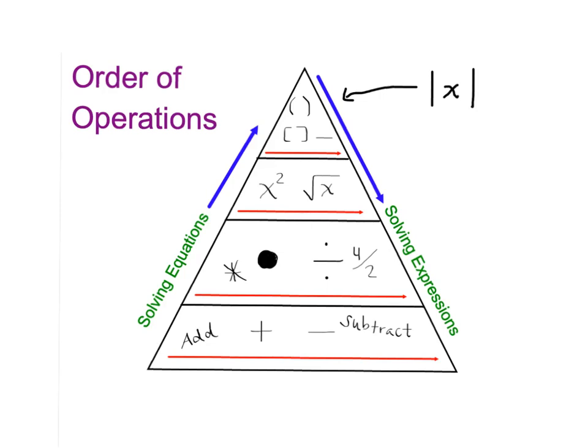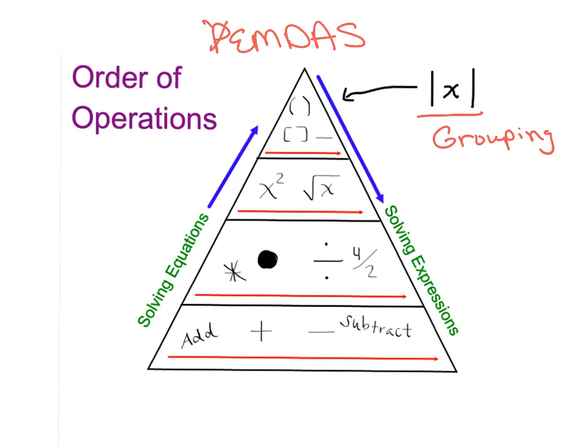So let's start with the top of our pyramid. This is the top thing. It includes absolute value, but this is all grouping symbols. Instead of talking PEMDAS, like you normally are used to for order of operations, I'm going to change it up a little bit. Instead of the P for parentheses, I'm going to use G for grouping symbols because we have parentheses, we have brackets, we have the top and the bottom of a division sign, and we have absolute value. So it's not just parentheses, it's all grouping symbols.